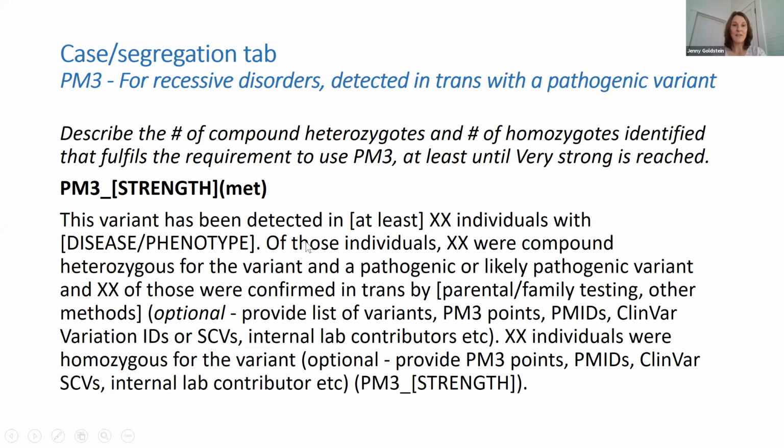So what we tried to include here was the number of individuals that were compound heterozygous for the variant and a pathogenic or likely pathogenic variant, how many were confirmed in trans, and what type of testing was used, and then the number of individuals that were homozygous. You also have the option to provide the points based on the SVI point system, and of course PMIDs, ClinVar SCVs for those in trans variants, and so on, and then your final strength.